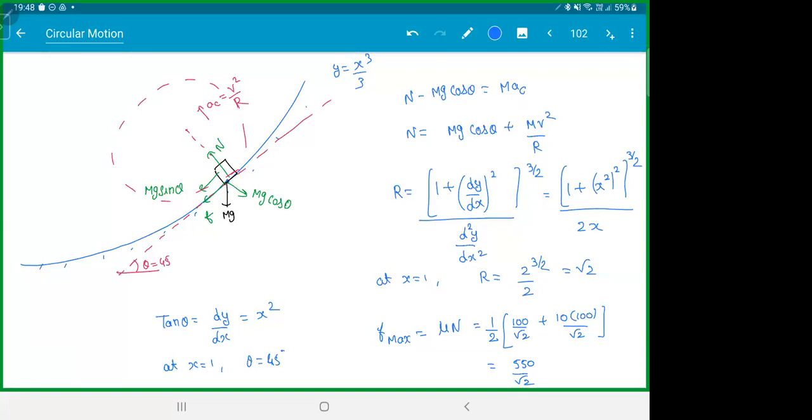Am I right? Anyone got this? mg sin theta is useless here. mg cos theta, m is 10, g is 10, so 100 cos 45 is 1 by root 2. m is 10 and velocity is 10, so that is 100. So 1000, 1100 looks right. Check your calculations, everyone. No, did I go wrong somewhere? Please check.